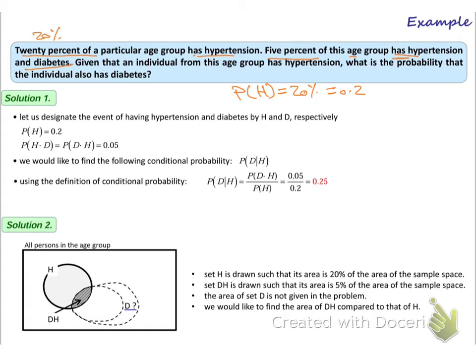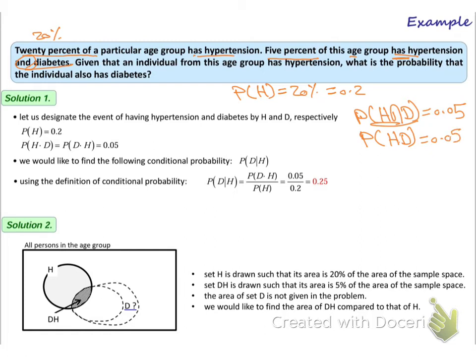What does it mean? Both of them. So the probability of having hypertension and diabetes equals 0.05. We can write it in this way, or we can write the probability of HD. You remember we said intersection, we can write them next to each other, 0.05.